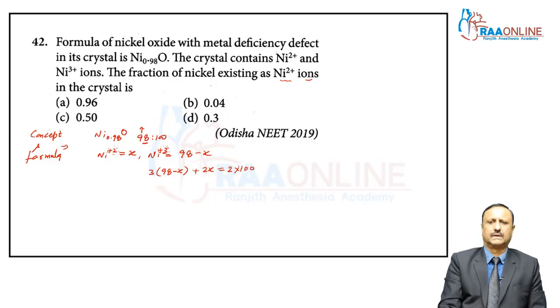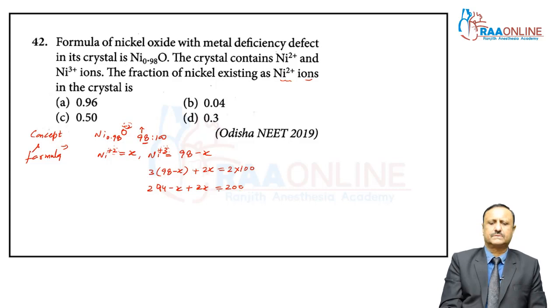My dear students, here minus 2 charge is present in oxide. In oxide, minus 2 charge is present. So, 2 into 100. Now, we can solve this problem. 294 minus X plus 2X equals 200. Now, we can see here, this is the 294, minus X plus 2X is equal to 200.